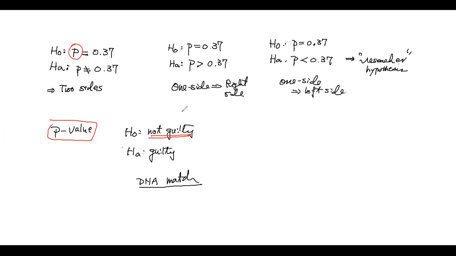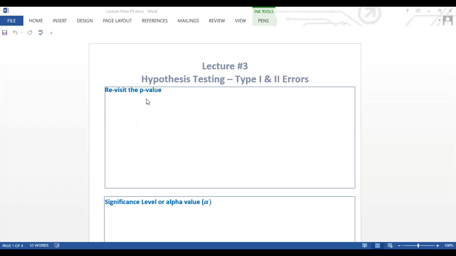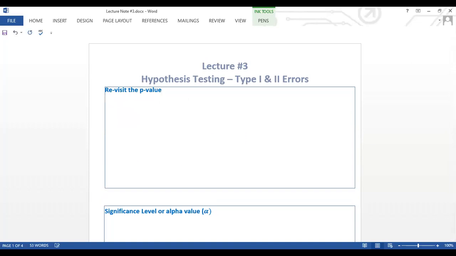That's one of the key concepts we want to review before we started this lecture. Okay, so let's go to our lecture notes here. For the lecture notes, let's try to revisit the p-values. Here we just did that, right? So what is the p-value here?